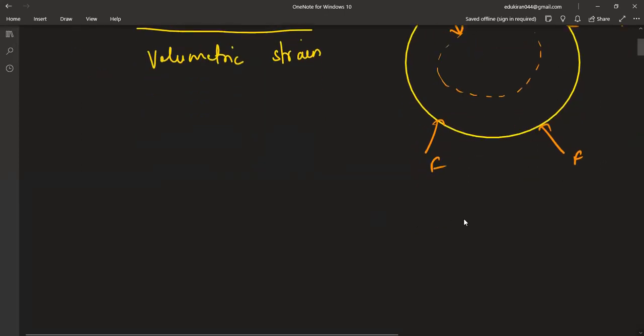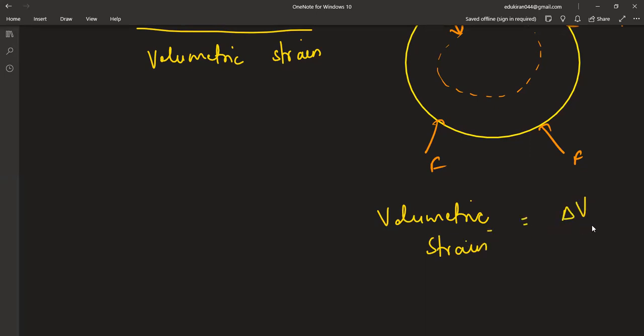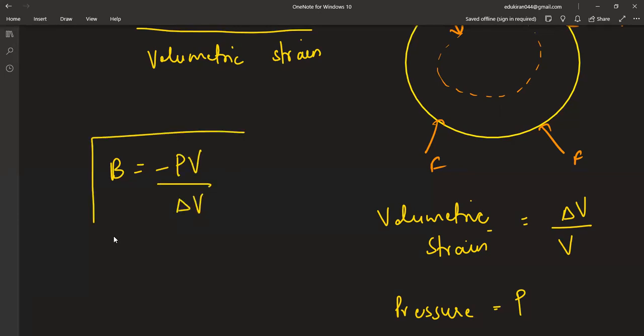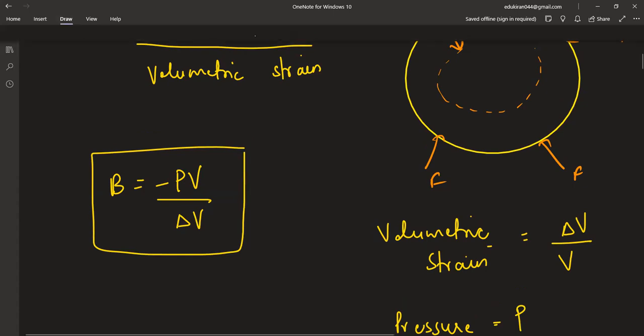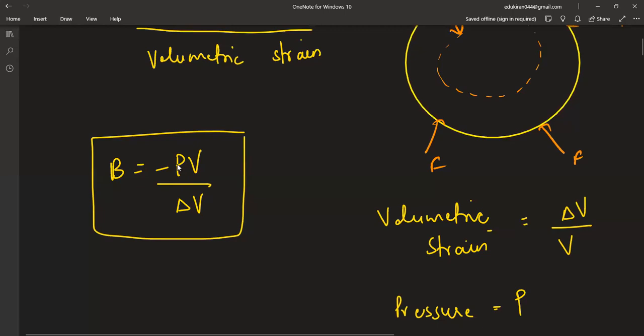See, volumetric strain is equal to delta V by V. Pressure is equal to P. So bulk modulus is equal to minus P V by delta V. This is the negative sign. Can you see this negative sign in the formula? See, why is pressure P? That is the volumetric stress.